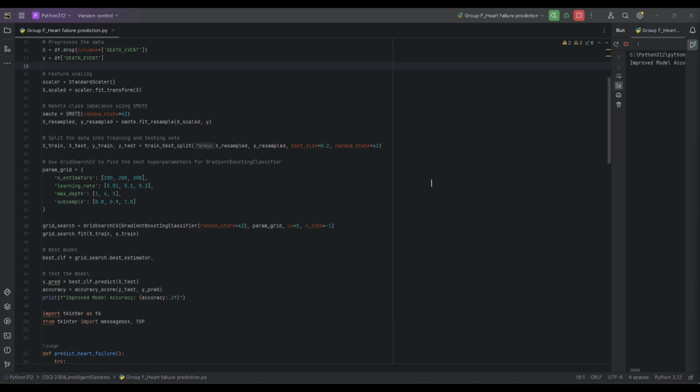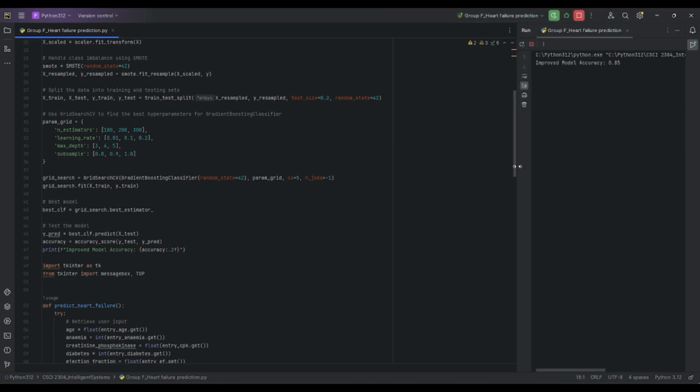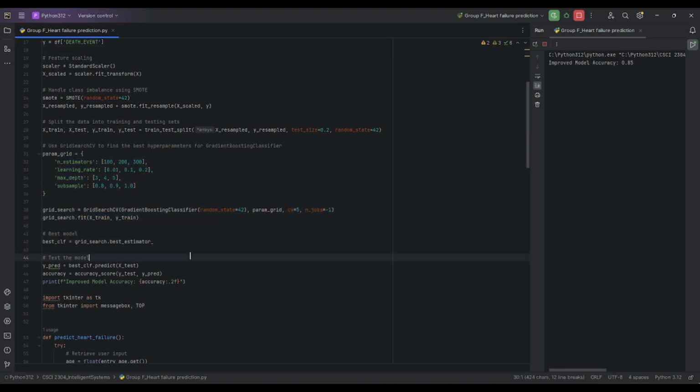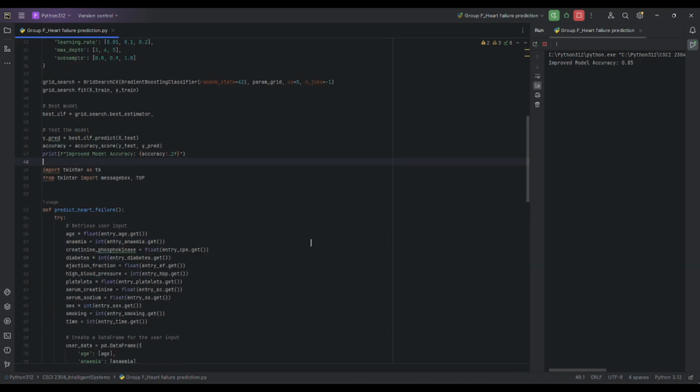Then we do feature scaling using StandardScaler, and then we handle class imbalance using SMOTE, which stands for synthetic minority oversampling. It generates synthetic samples to balance an imbalanced dataset, specifically targeting the minority class. Then we split the data into training and testing sets, and we use GridSearchCV to find the best hyperparameters for the gradient boosting classifier. For this model, we use the gradient boosting classifier because it gave the highest model accuracy that we got, which is 85%. Then we proceed with the model, test the model, and that's all for the algorithm part.